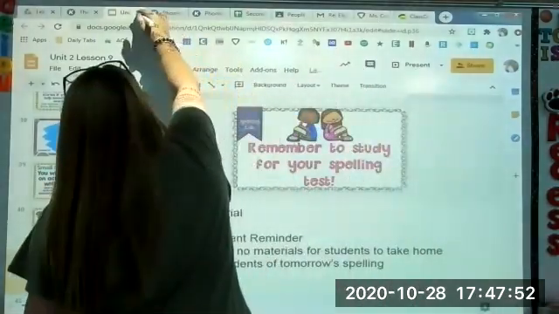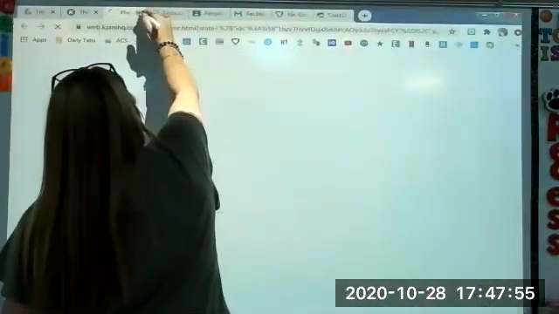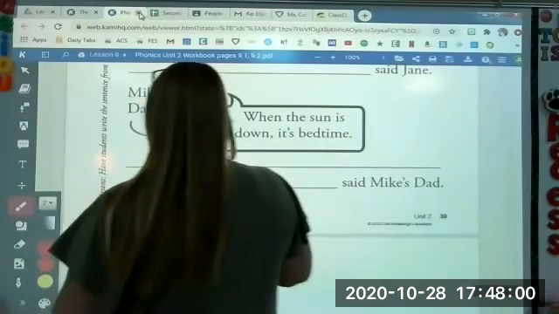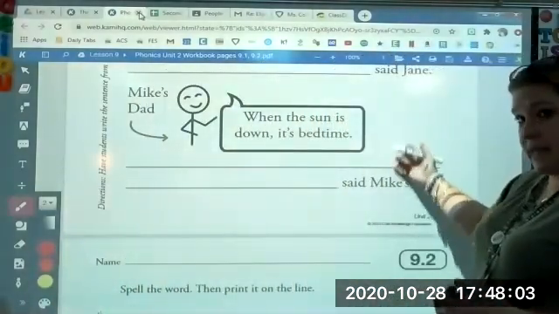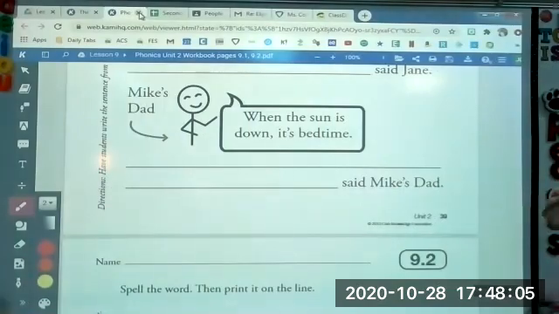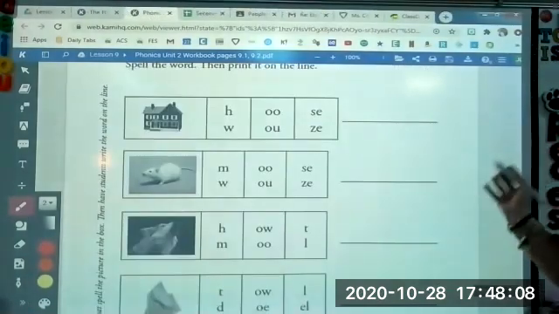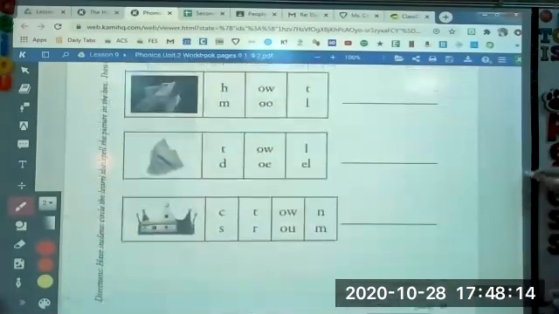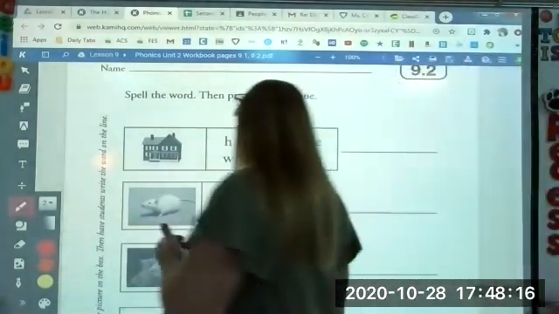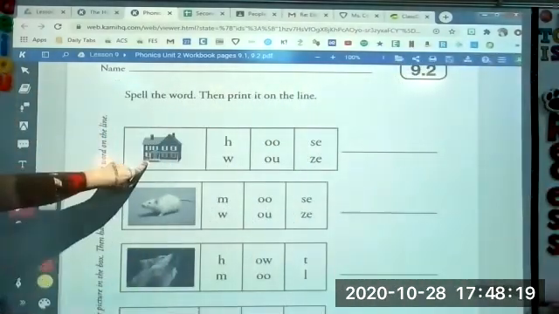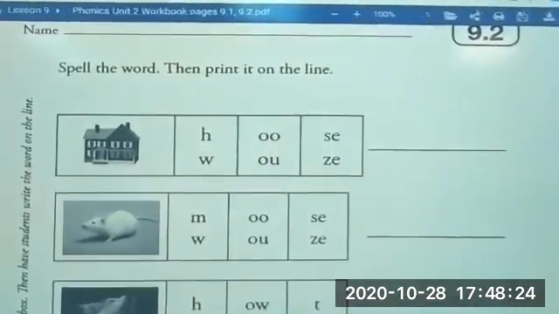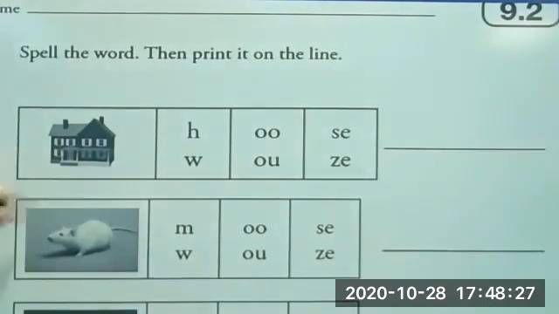So for part of your work tonight, okay, so this is the part that we did together, but you're going to do it on your own. I want to make sure that you were listening. You have another one of these, okay? It's 2 pages. You are going to look at the picture. Okay, what is this a picture of? I'm going to zoom in so you can see a little bit better. Okay, so this is a picture of a house. We need to spell the word house.